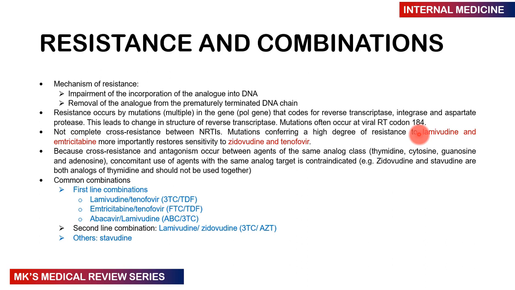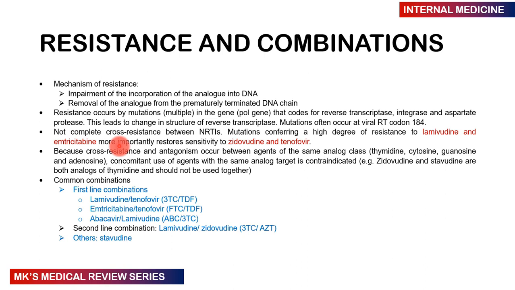So what do I mean? For example, if you have a mutation that causes a person to be very resistant to lamivudine or emtricitabine, it makes them more susceptible to zidovudine and tenofovir. So when you do your resistance testing and realize that this patient is resistant to lamivudine and emtricitabine, you'd want to switch them to either zidovudine or tenofovir.